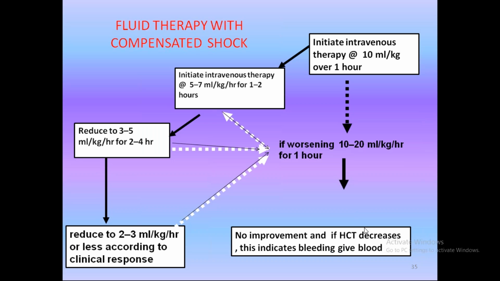If the PCV or hematocrit value is decreasing below normal with no improvement, we have to think that there is some underlying bleeding. We have to replace with fresh blood. If there is improvement after the second bolus, then we can go for 7 to 10 ml per kg per 1 to 2 hours.